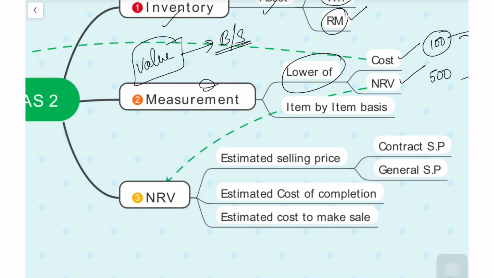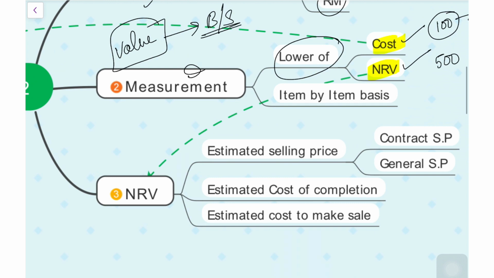So when we are speaking of measurement, we understood that we have to take the lower of cost or NRV. Now, how do you find out the cost? How do you find out the NRV is the question here. What does cost consist of? What does net realizable value consist of? How do you value a cake at 100 or 150? Here we are going to learn how we arrive at the cost and how we arrive at the net realizable value.